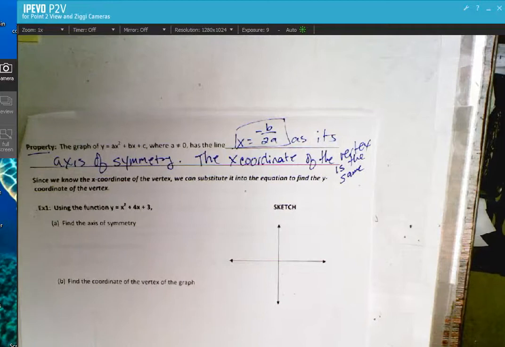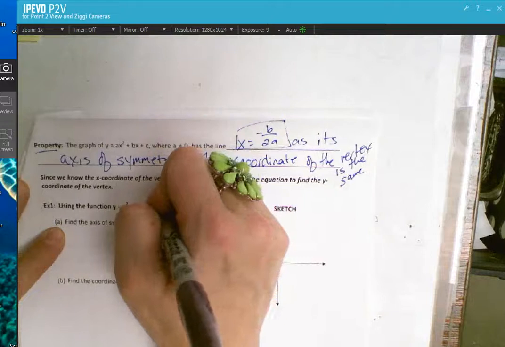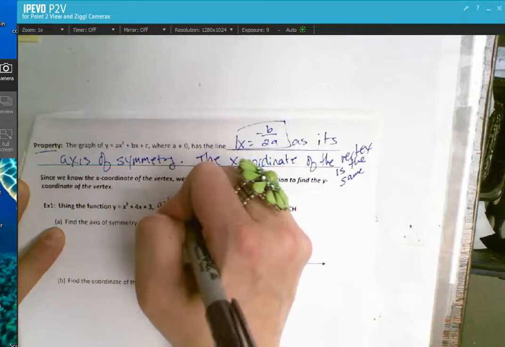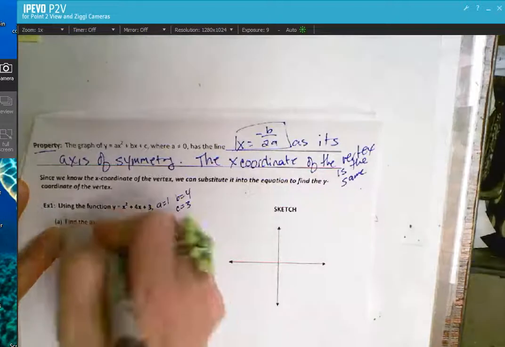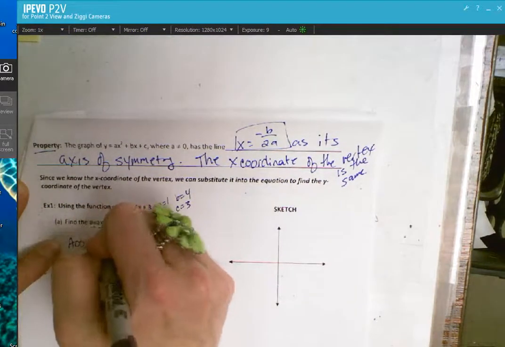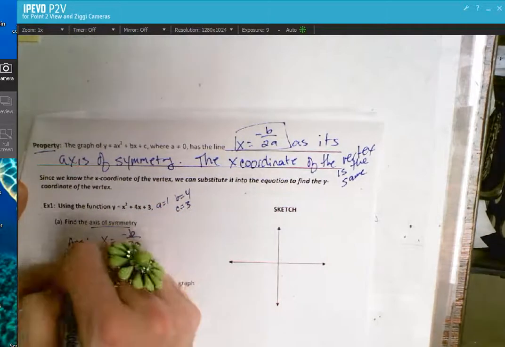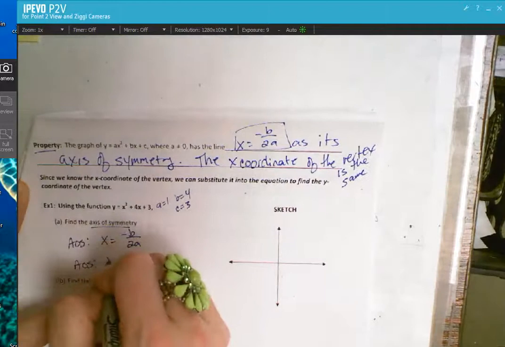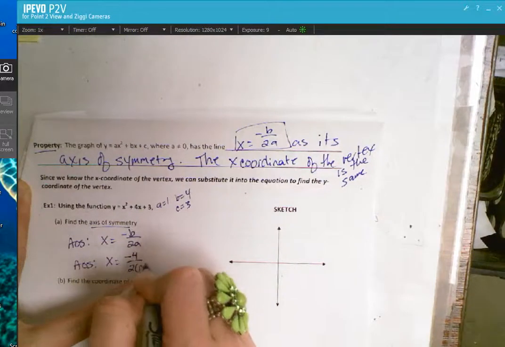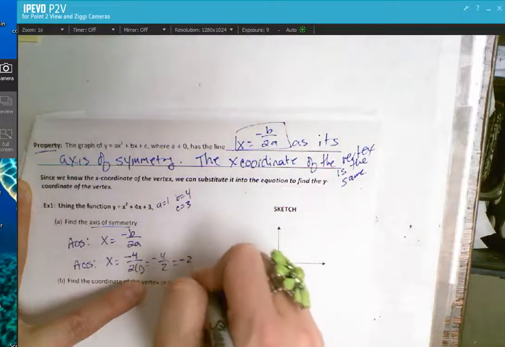Using the function y equals x squared plus 4x plus 3, we want to find the axis of symmetry. So I'm going to real quick go a is equal to 1, identify what a is, b is equal to 4, and c is equal to 3. I know I have an axis of symmetry. My axis of symmetry is always x equals negative b over 2a. Substitute in the pieces I know, so my axis of symmetry is x equals the opposite of 4 over 2 times 1, negative 4 over 2, which is equal to negative 2. So x equals negative 2.